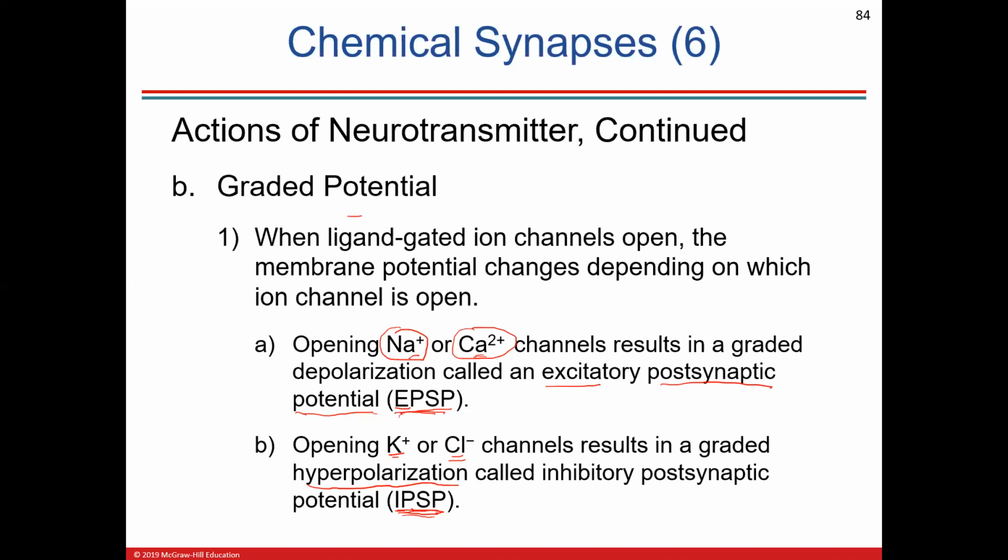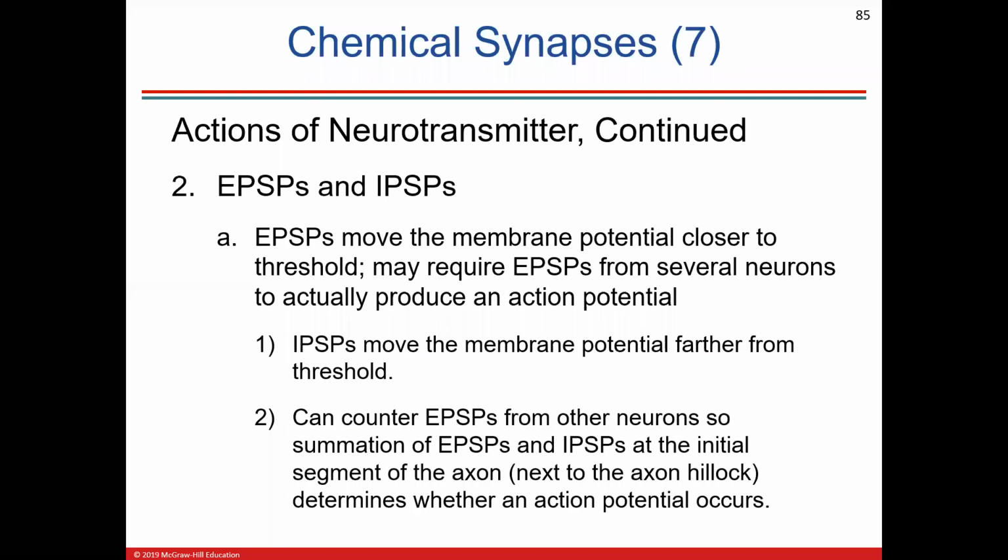So graded potentials are more frequent and go on for a longer period of time, where action potentials are all or nothing, so they go very quickly, where graded potentials could last longer. So again, EPSPs, excitatory postsynaptic potentials, and IPSPs, inhibitory postsynaptic potentials.